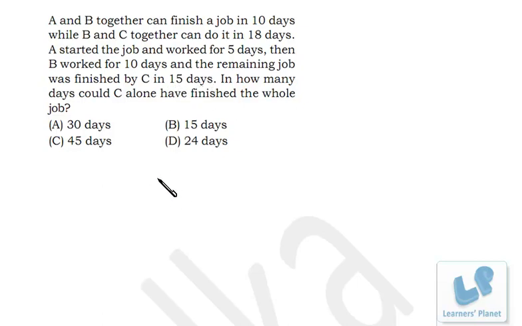That means precisely we have 5 A days plus 10 B days plus 15 C days to complete the task. Now listen to me carefully. A and B together can finish the job in 10 days. That means the total work is 10A and 10B days, right? 10A plus 10B. But we have 5A days.